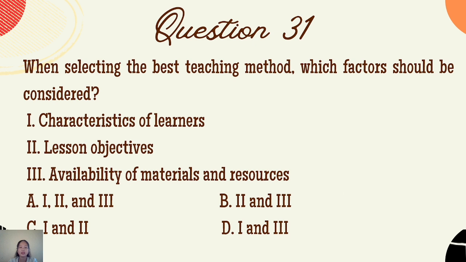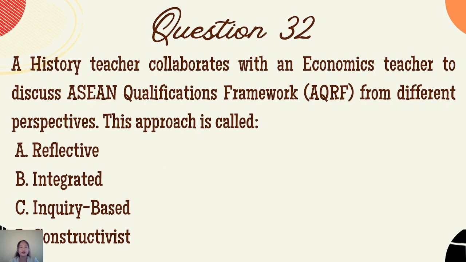Now let's proceed to question number 32. A history teacher collaborates with an economics teacher to discuss ASEAN qualifications framework from different perspectives. This approach is called, the correct answer is letter B, integrated. An integrated approach connects different subjects, allowing students to see relationships and broader perspectives across disciplines.